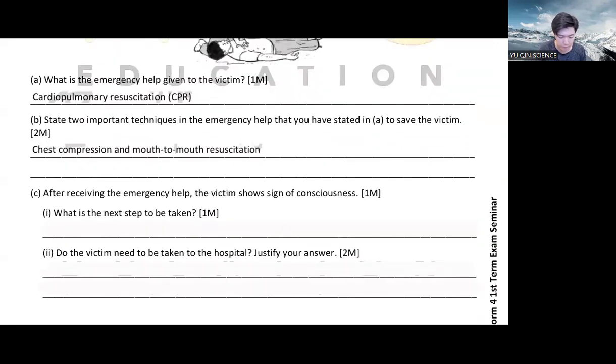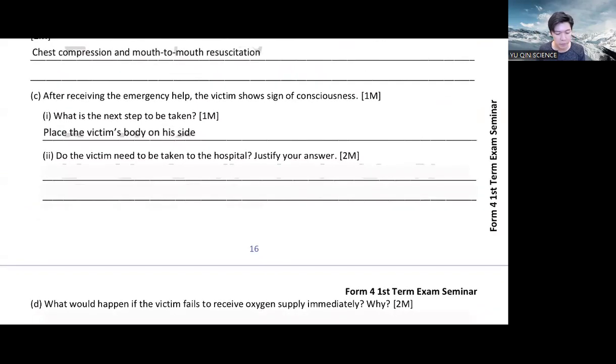So place the victim's body on his side. Does the victim need to be sent to hospital, right? Of course. It's not like the person stands up and feels okay and walks away, right? So of course we need to send. But why do we need to send? We don't get to find this in your textbook. But logically, we need to go to hospital to what? To check, right? To check.